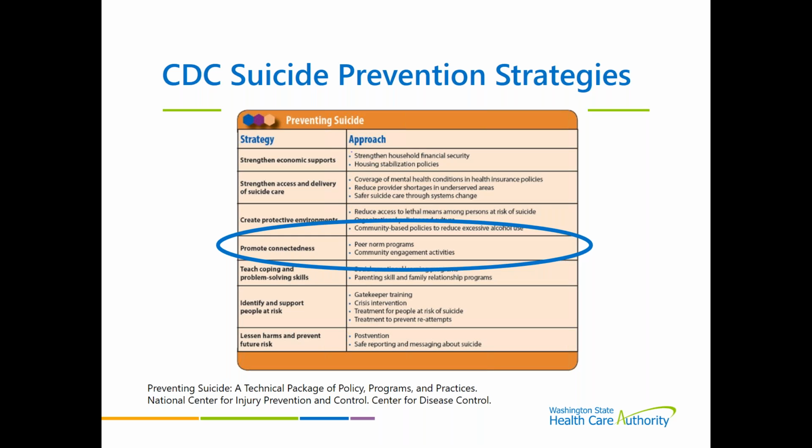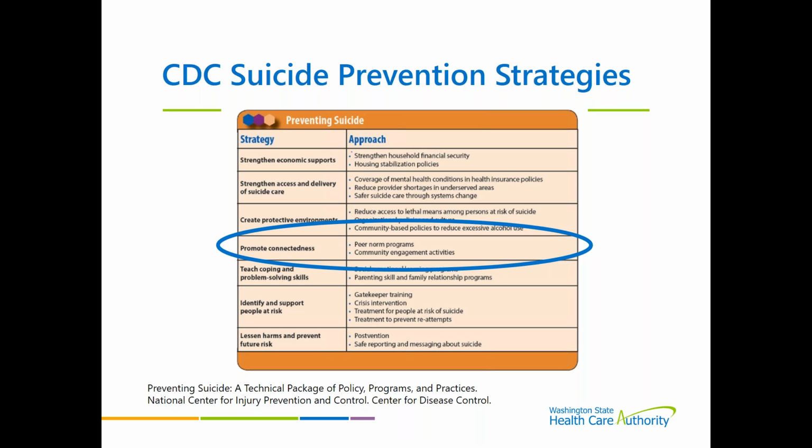Peer norm programs seek to normalize protective factors for suicide, such as help seeking, reaching out, and talking to trusted adults, and promote peer connectedness. By leveraging the leadership qualities and social influence of peers, these approaches can be used to shift group-level beliefs and promote positive social and behavioral change. These approaches typically target youth and are delivered in school settings, but also can be implemented in the community setting.